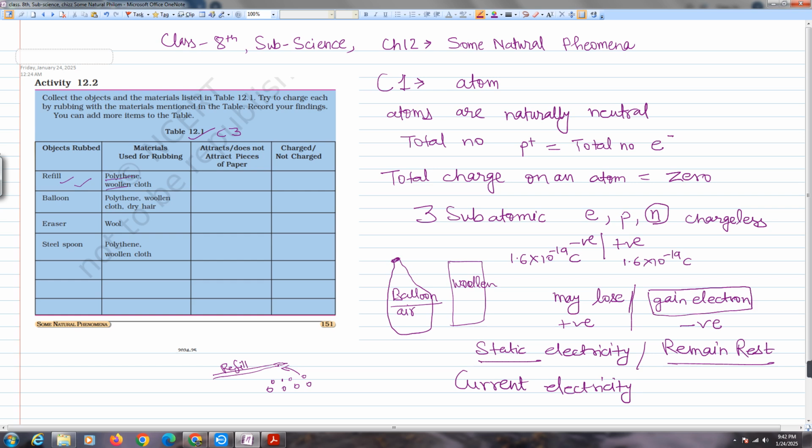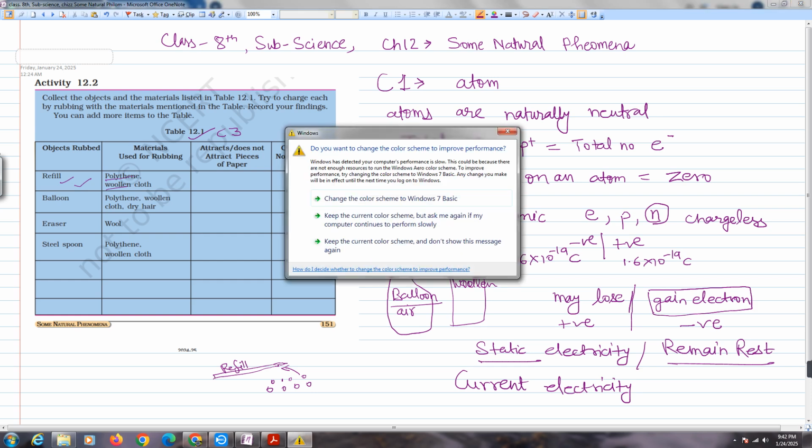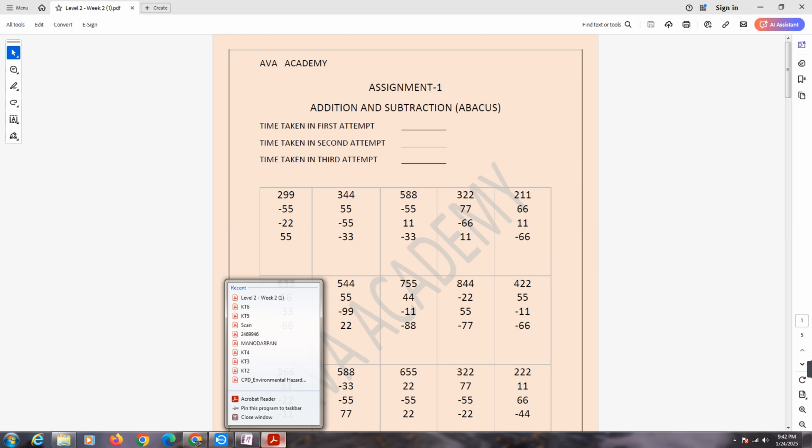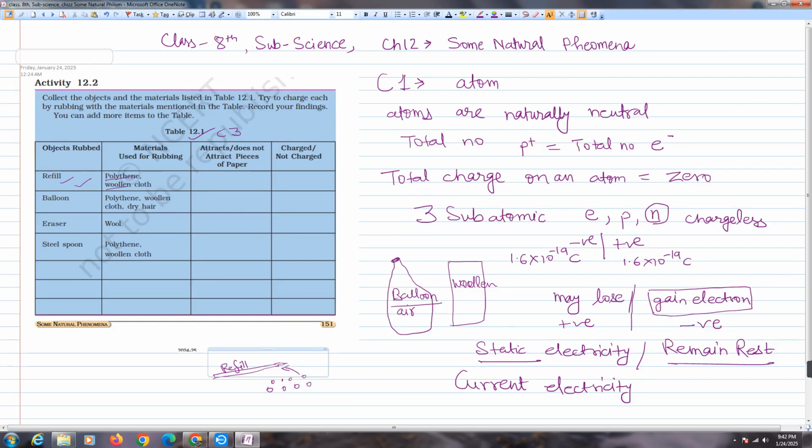So we have to take utmost care here. We are not supposed to touch the metallic part of this refill, because if we touch it, the charge will flow through our body, correct? In this way it will lose the charge. And when it loses the charge, it will not be able to attract these tiny pieces of paper. So in this column we will write refill will attract, does not attract. So we will write here refill will attract, correct?